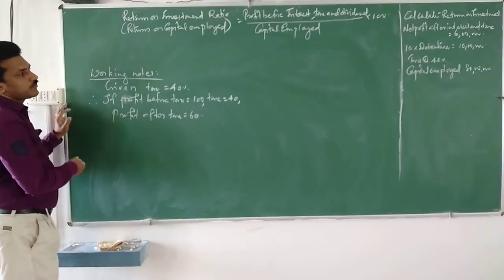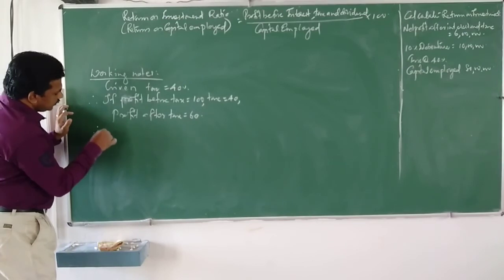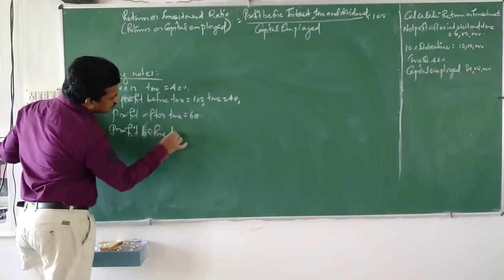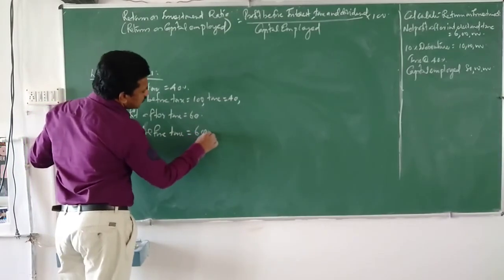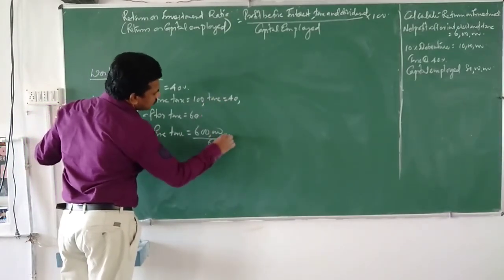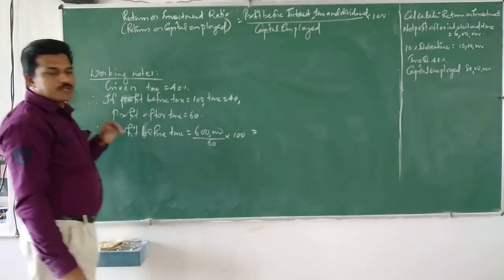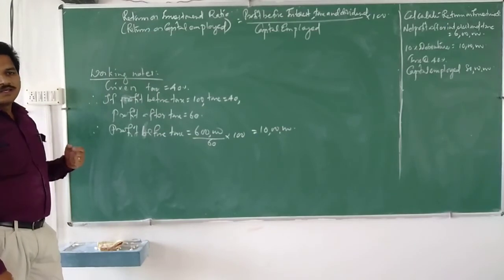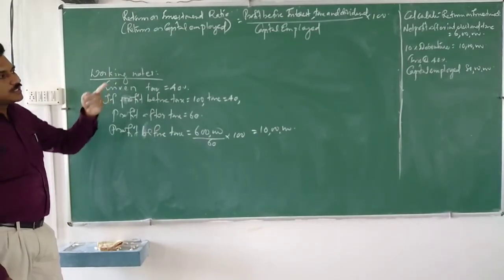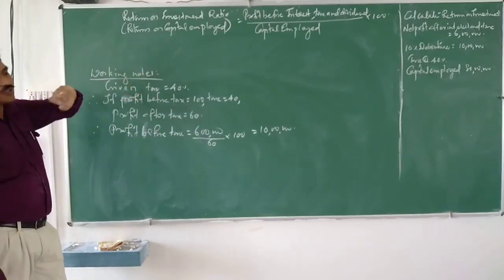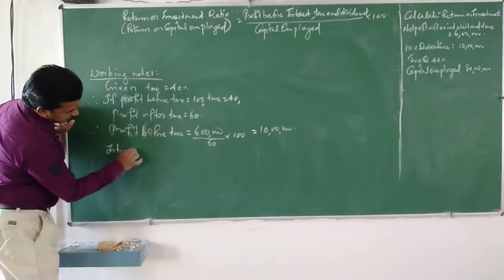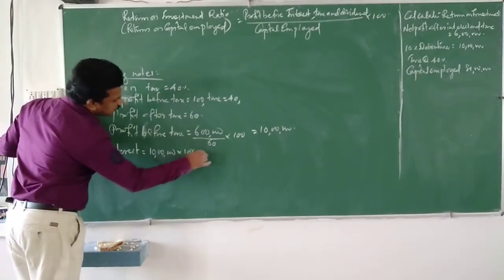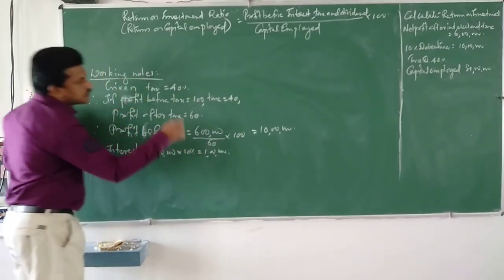So we have to calculate first profit before tax. Therefore, profit before tax: 6 lakh is given here. 6 lakh if it is 60, what will be 100? So we will get 10 lakh. 10 lakh is profit before tax. Then we know that interest is on 10% debenture. So interest is equal to 10 lakh into 10%. How much? 1 lakh. That is the interest on loan.